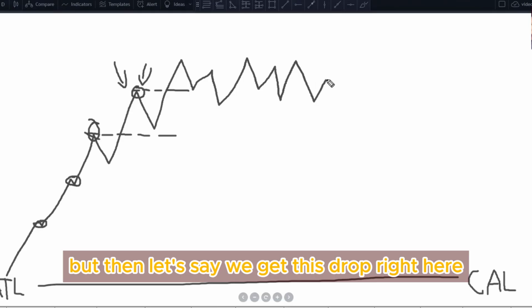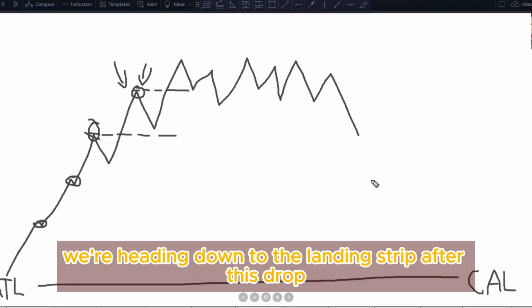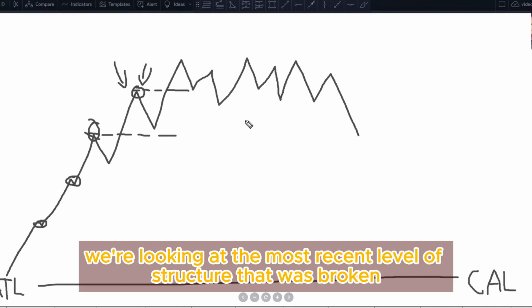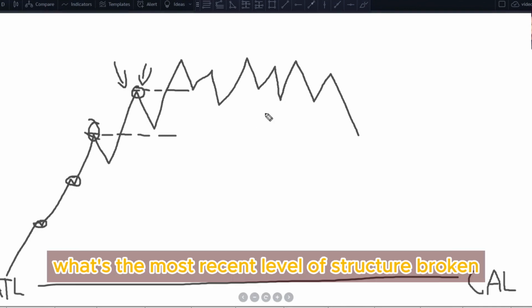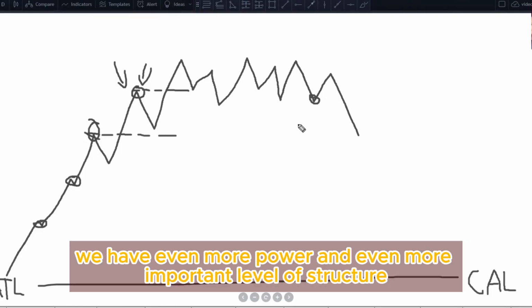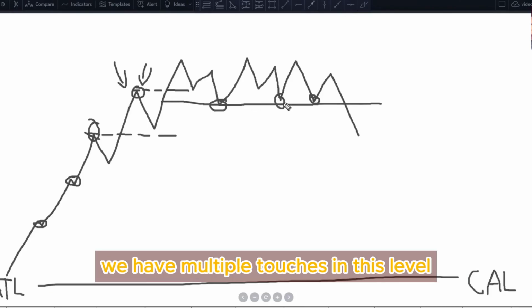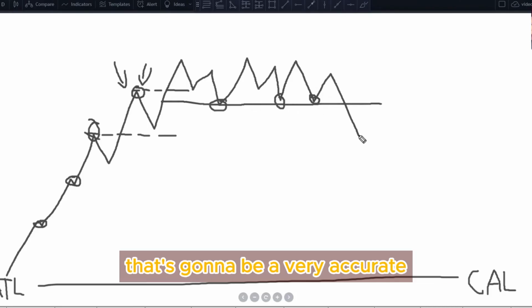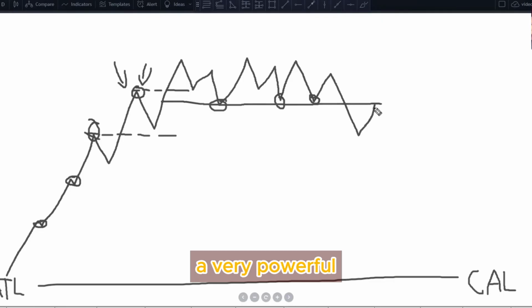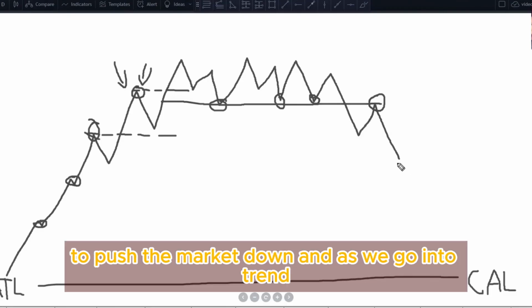But then, let's say we get this drop right here. If we were using the airplane analogy, we're heading down to the landing strip. After this drop, something we can pay attention to, again, is the most recent level of structure that was broken. What's the most recent level of structure broken? Right here. But here we have an even more important level of structure. The reason being, this was previously a level of consolidation. We have multiple touches in this level, so once the market breaks through that, that's going to be a very accurate, very powerful, and very important level of structure to pay attention to for trading opportunities in the future to push the market down.